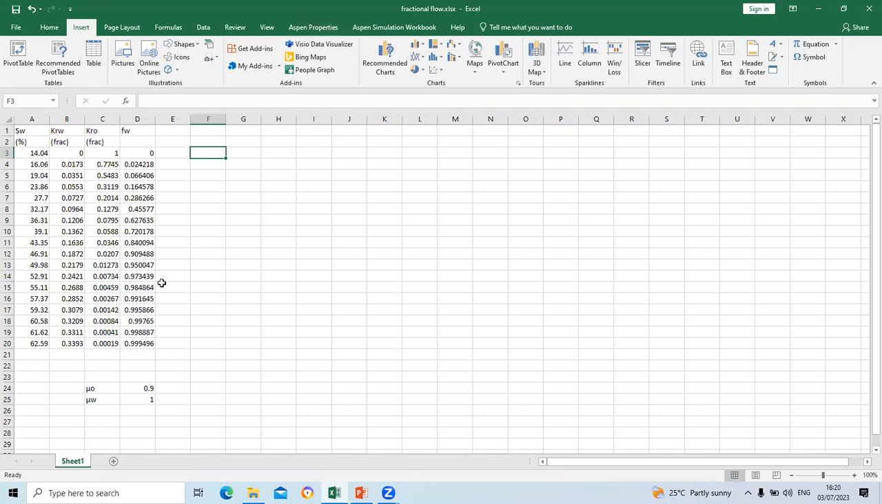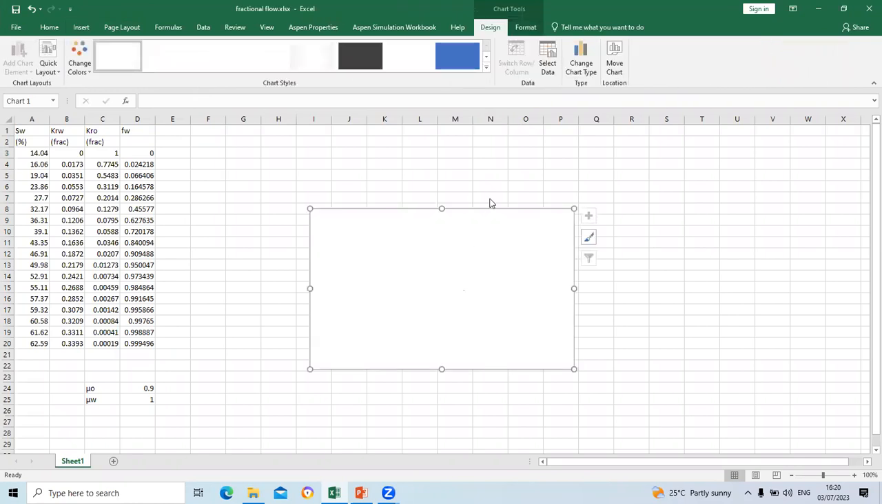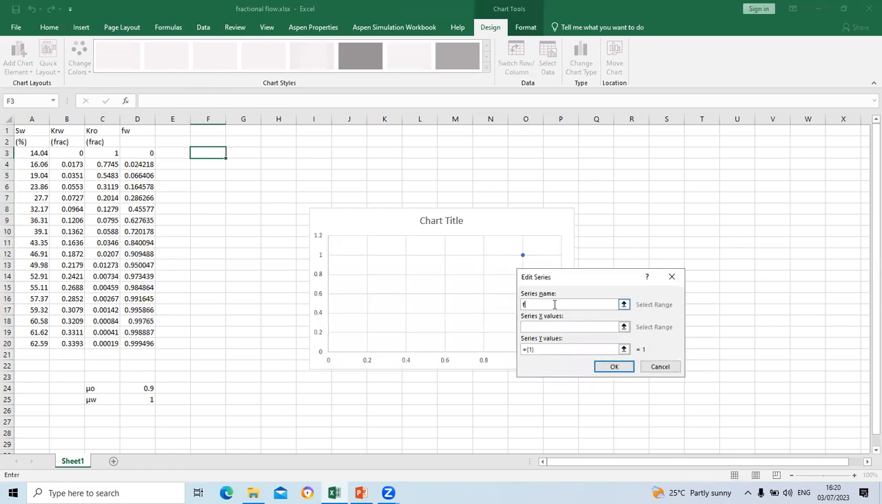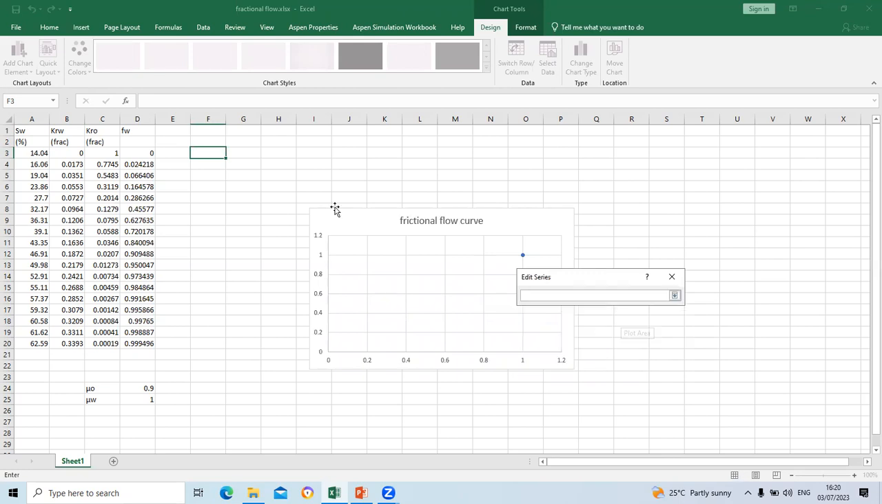Now we want to draw a graph of fractional flow against water saturation. I will come here, I will choose this. I select my data. I'll be fast here because we already know how to do all of this. I will just write there fractional flow curve. For my x values, x axis is water saturation. The y axis is fractional flow.